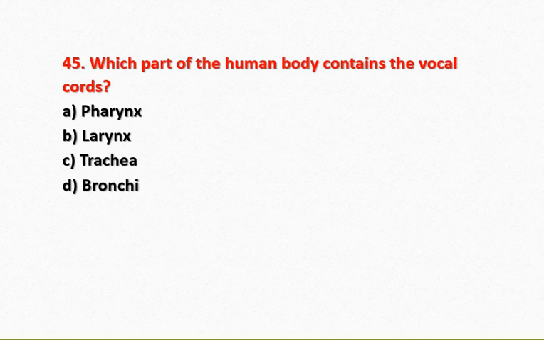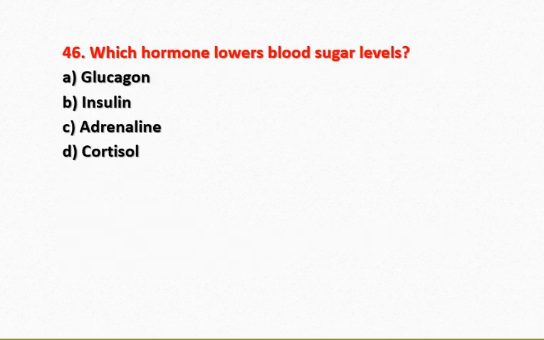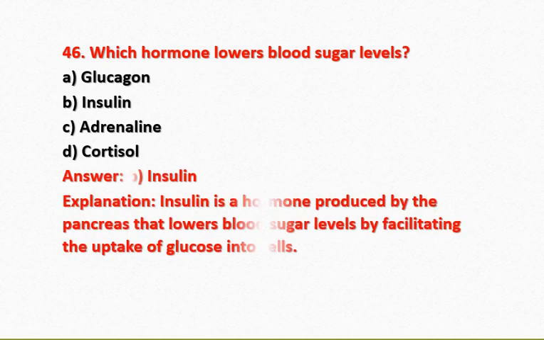Which part of the human body contains the vocal cords? Correct answer is option B, larynx. Which hormone lowers blood sugar level? Correct answer is option B, insulin.